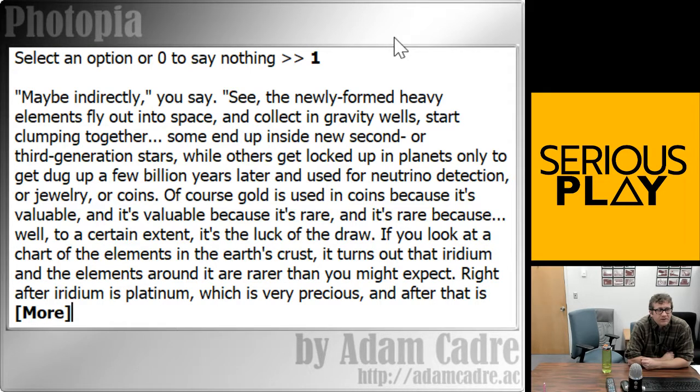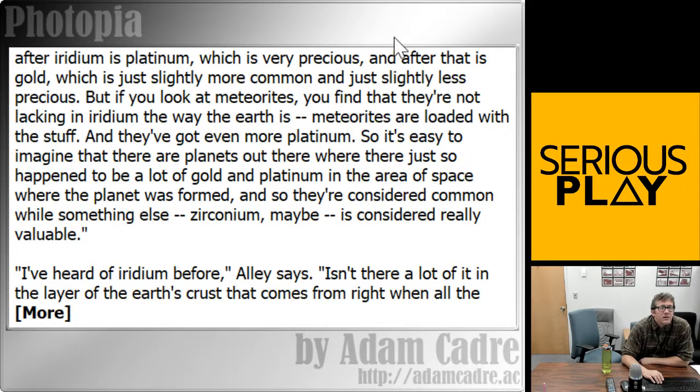If you look at a chart of the elements in the Earth's crust, it turns out that iridium and the elements around it are even rarer than you might expect. Right after iridium is platinum, which is very precious. And after that is gold, which is just slightly more common and just slightly less precious.